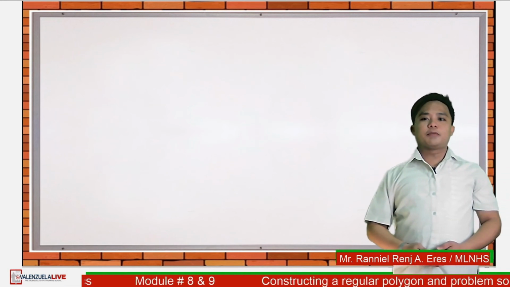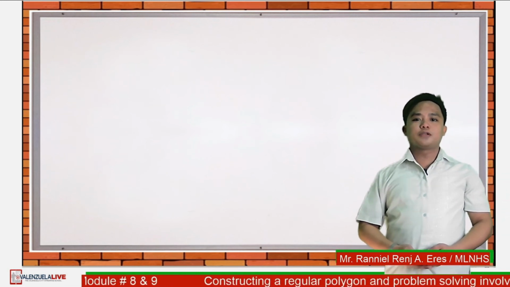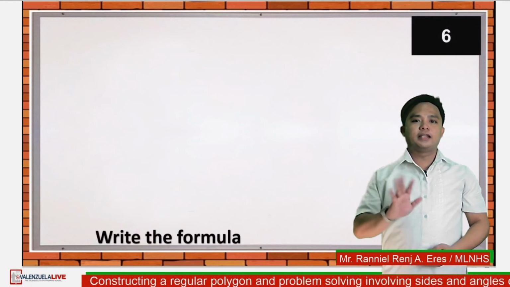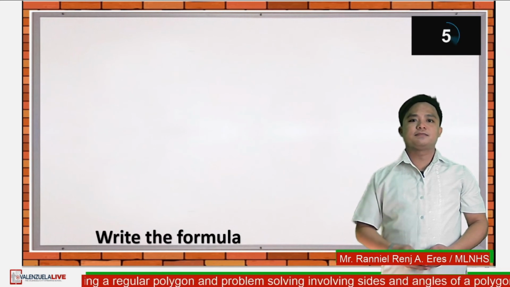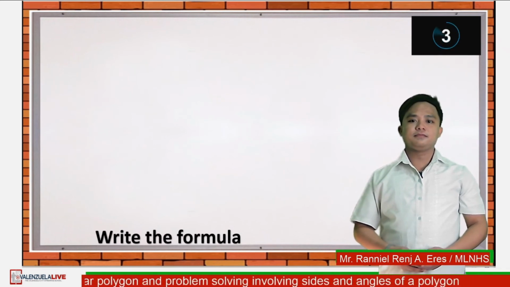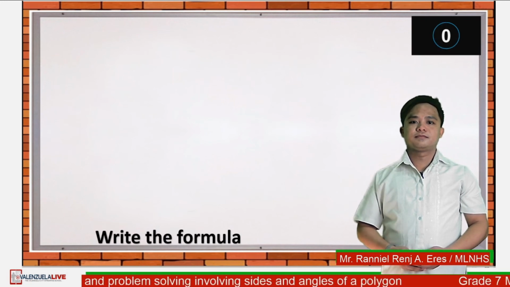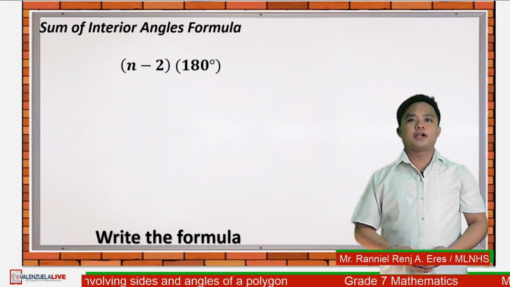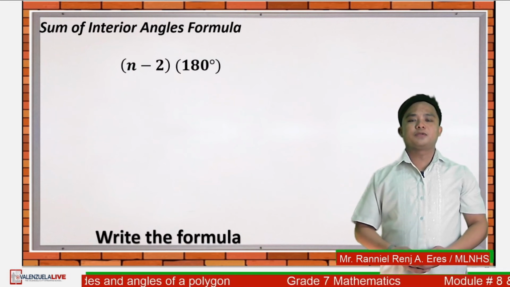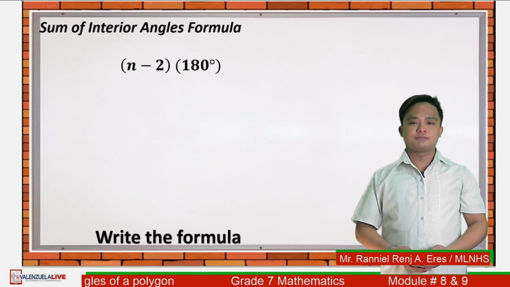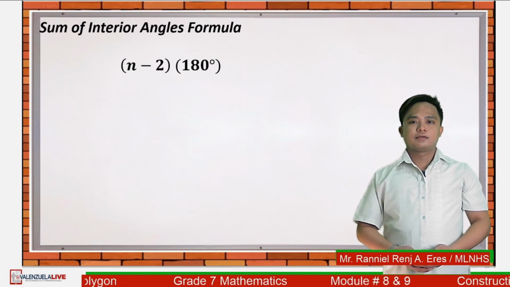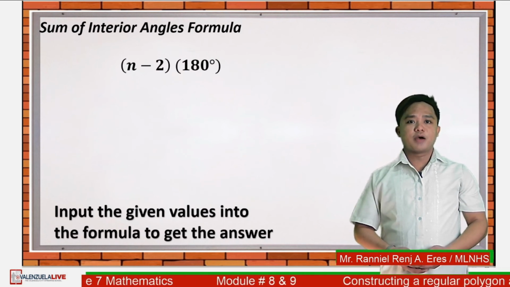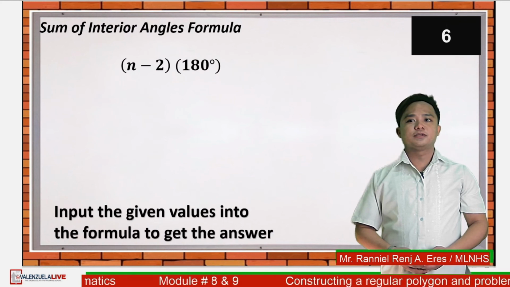Okay, we are looking for the measurement of one angle, but we must know first the sum of all interior angles. So let us write the formula. Kindly write the formula. I will give you 5 seconds. So this is the formula for the sum of interior angles. We have n minus 2 times the quantity 180 degrees. Kindly input the given values into the formula to get the answer. I will give you also 5 seconds to comment your answer.